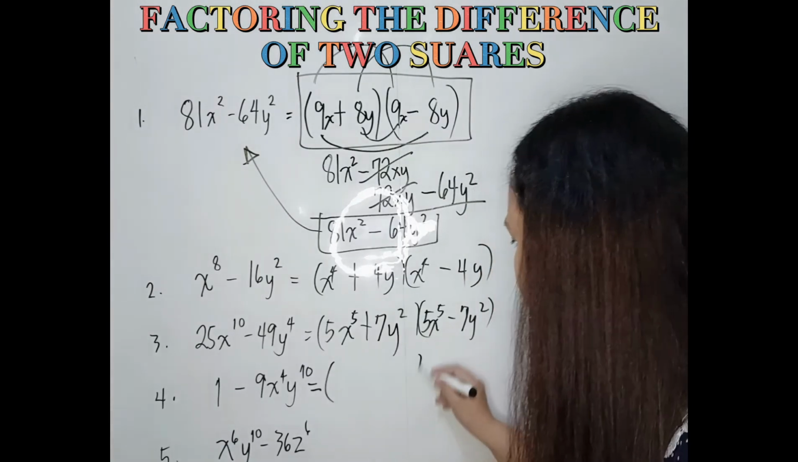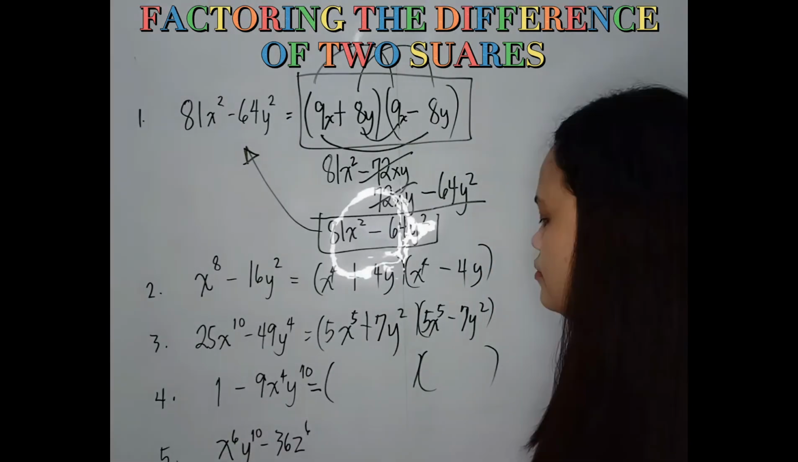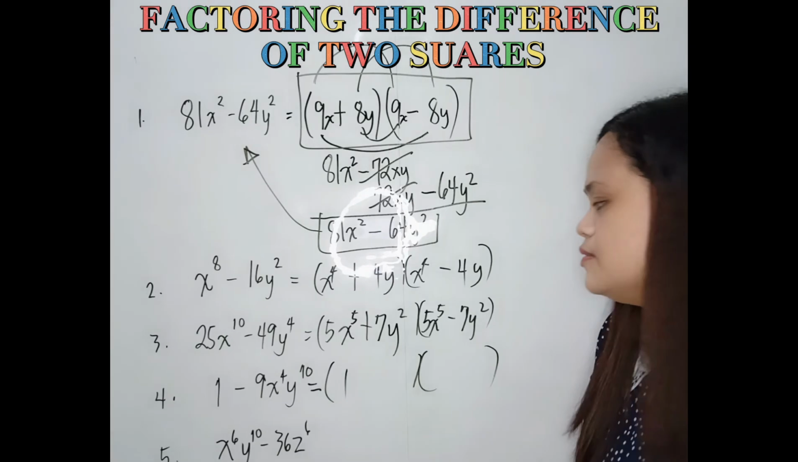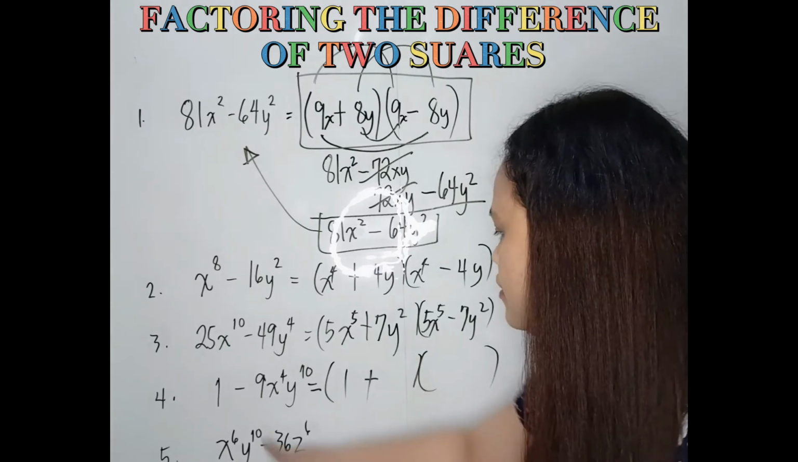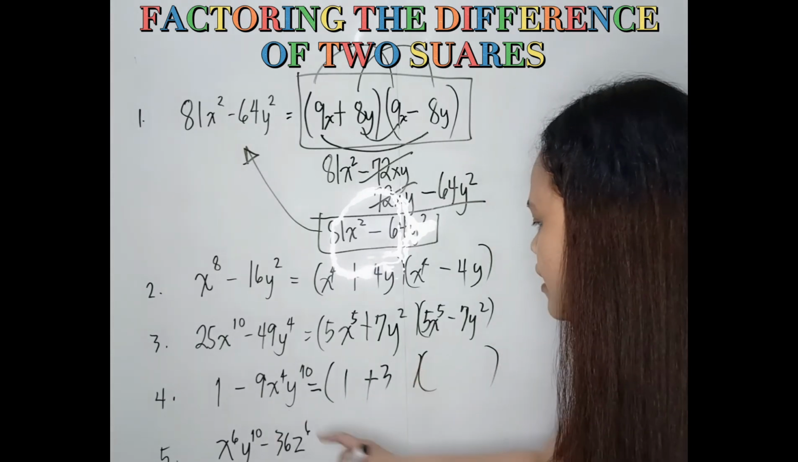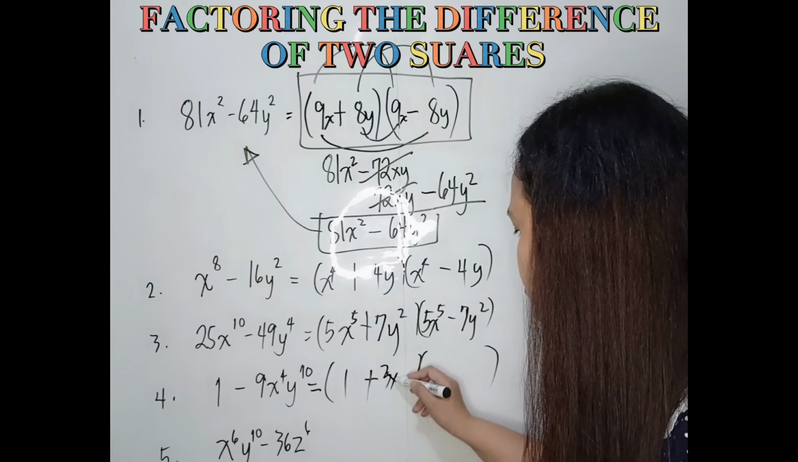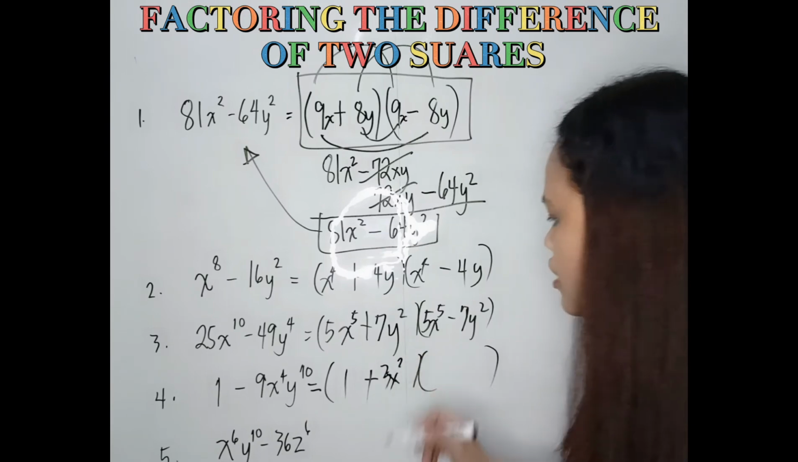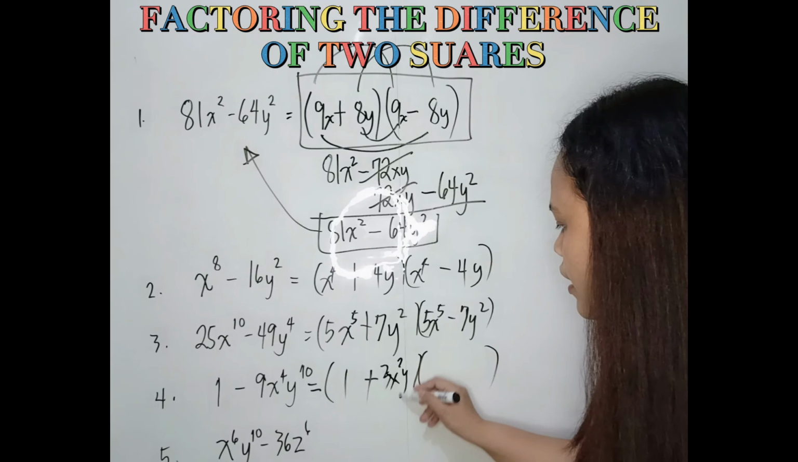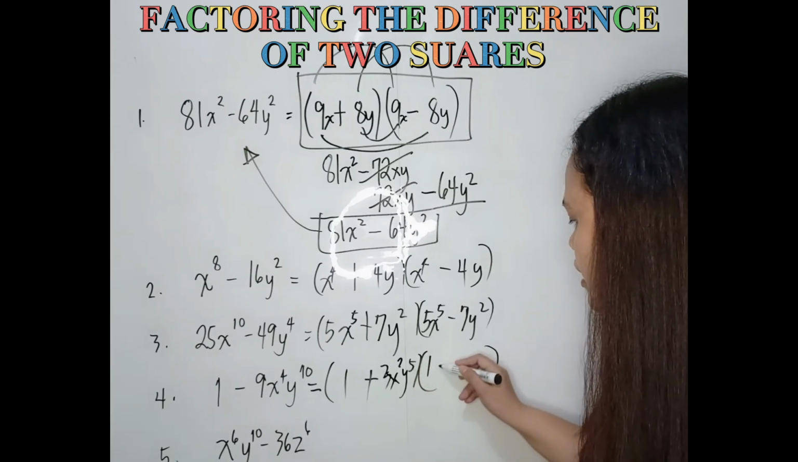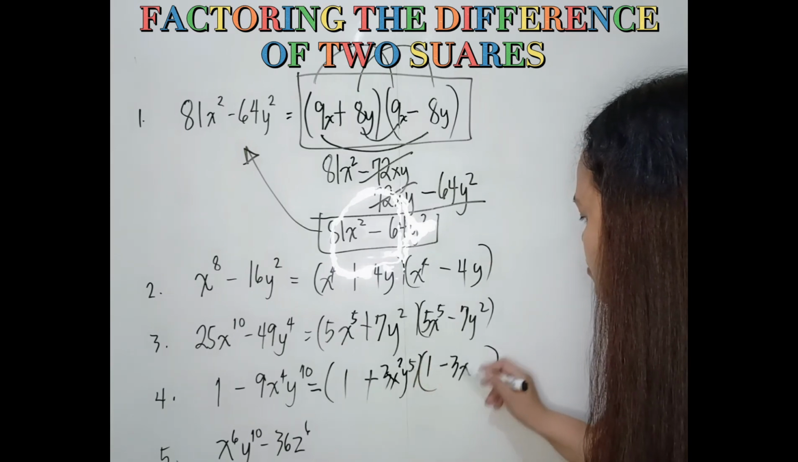Next, so we have 1. 1 times 1 is 1. So, that's the square root already. Then, square root of 9 is 3x. So, yung square root niya, yung exponent niya ay 2 kasi 4 divided by 2, then y raised to 5. Yung isa, ilalagay natin dito sa kabila, pero minus naman dapat.